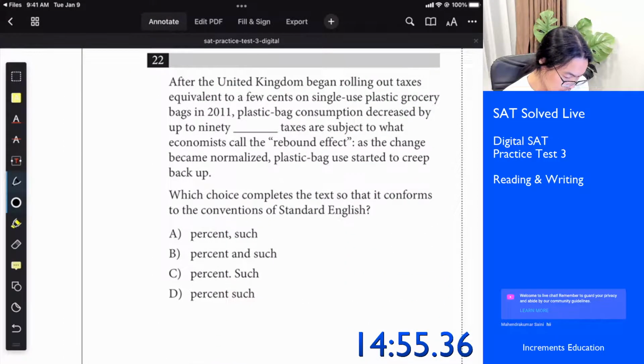After the United States began rolling out tax equivalent for plastic decreased by up to 90%. Such taxes are subject to okay, I see. 1508.